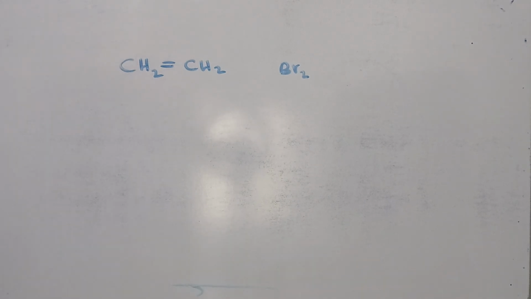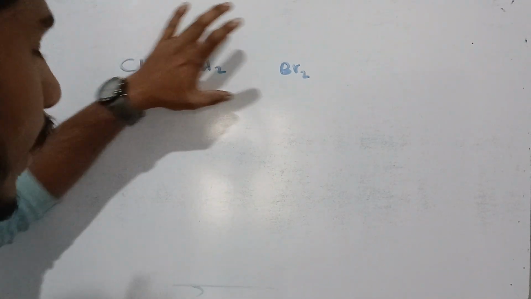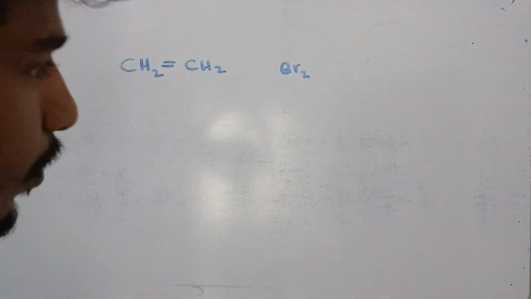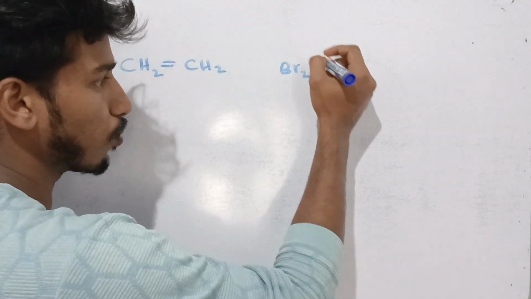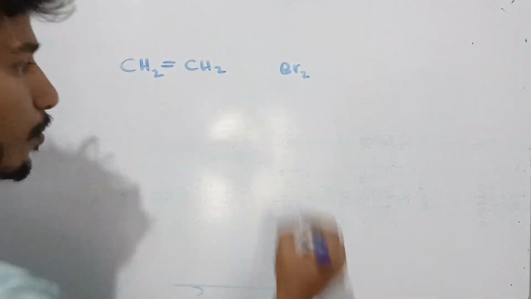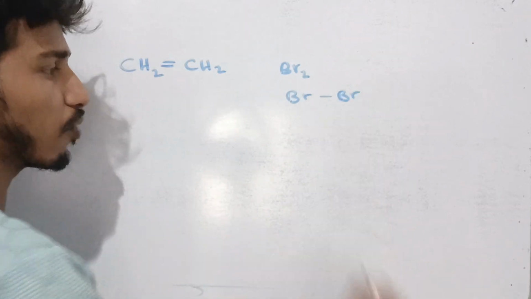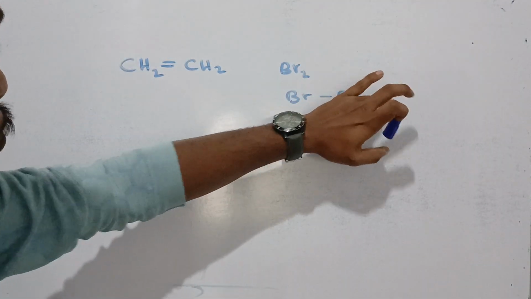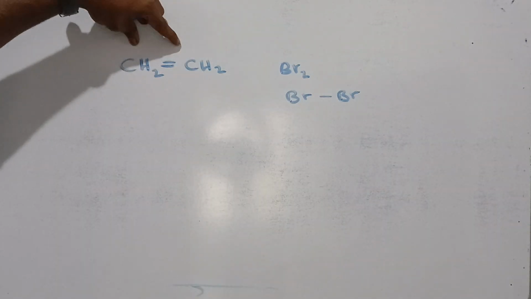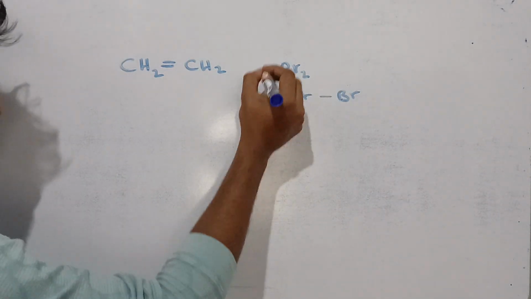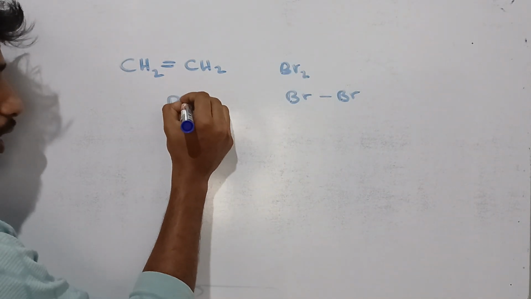So in this video, let's look at how an alkene reacts with Br2. The thing you should remember here is Br2 is a non-polar compound because both the Br atoms have the same electronegativity, so there won't be any charges on them. When you are dealing with a symmetric molecule, this Br must approach in the perpendicular direction.